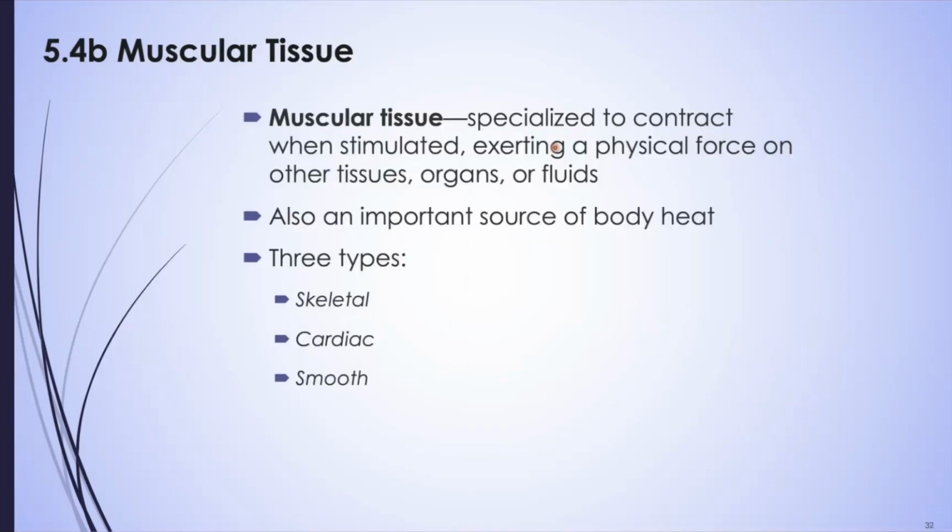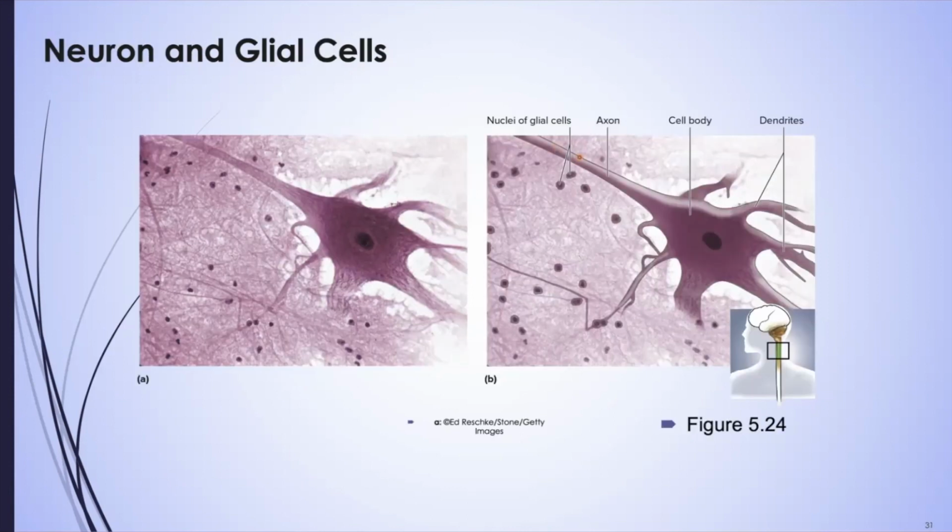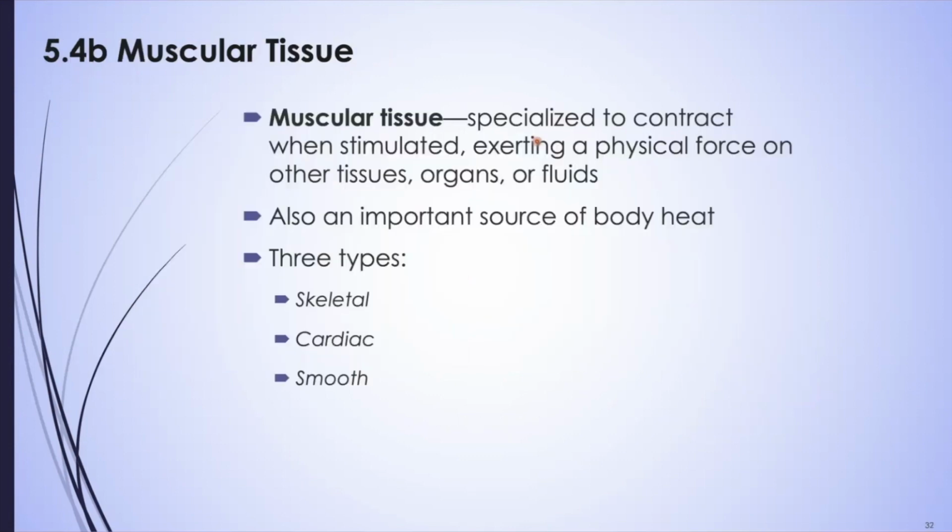Muscle tissue. So skeletal muscle would be a perfect example of another type of cell that receives a message from these neurons, the axon of a neuron cell. So your muscle tissue, it is very specialized to contract when stimulated, okay? It actually exerts a physical force on other tissues, organs, and fluid. It's also an important source of body heat.